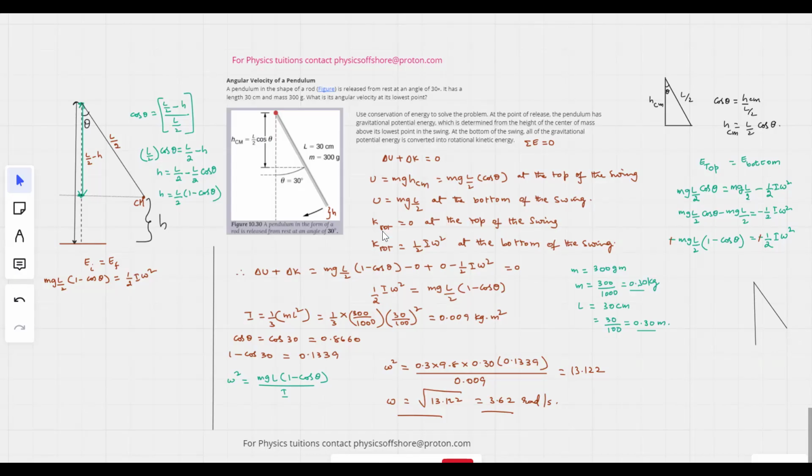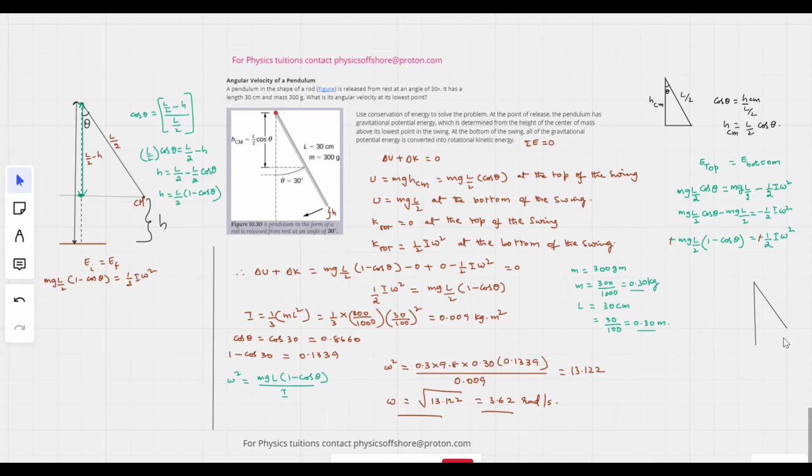Now write down mgh is equal to half I omega square, or delta U plus delta K is equal to 0, or delta E is equal to 0. That means the total energy of the system remains constant. Here we are taking the gravitational potential energy and rotational kinetic energy. And we know the rotational kinetic energy is equal to half I omega square, and the gravitational potential energy is equal to mgh.